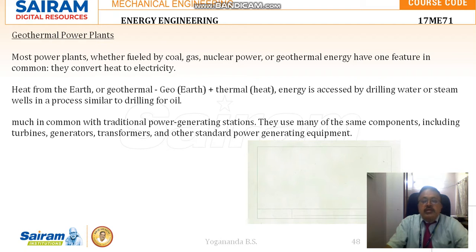This heat energy is accessed by drilling water or steam wells, in the same process as the earth is drilled to extract oil. These geothermal power plants are common with traditional power generating stations. They have the same components that other power plants have, including turbines, generators, transformers, and other power generating equipment.